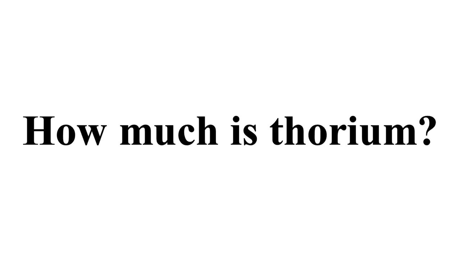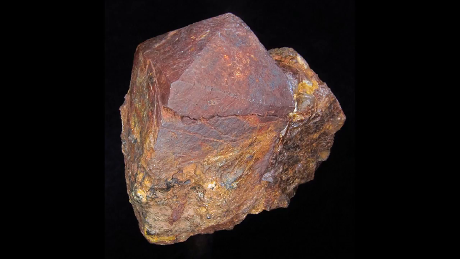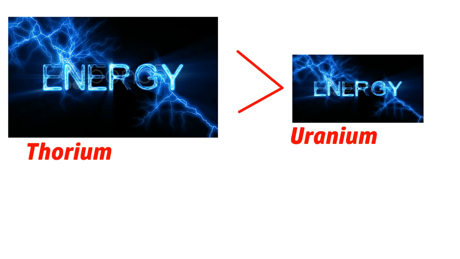Now you may be wondering, how much is thorium? Well, it's $5,000 per kilogram. This is equal to 533 cheeseburgers. Now for the rest of the video, I'll just be naming off some facts I found interesting. Some facts are that thorium is found in thorite, and that thorium has more energy than uranium and fossil fuels. Also, people are constantly exposed to small amounts of thorium in the air, food, and water.